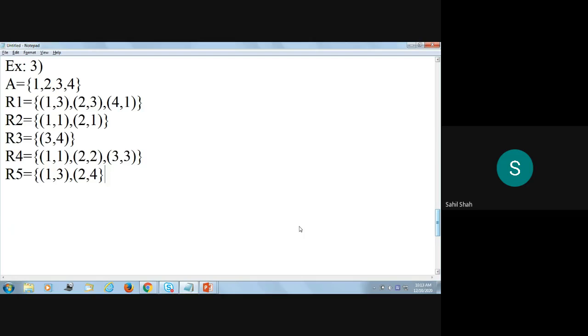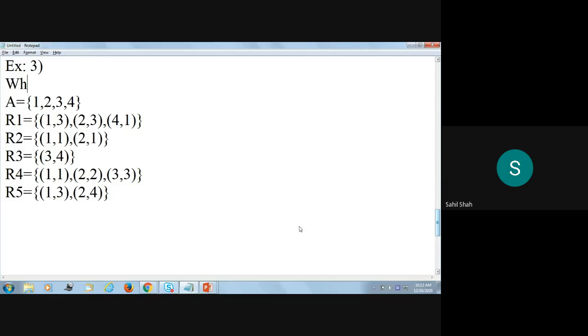You have to tell me which properties are being satisfied by R1, R2, R3. So the question is: which properties do the following relations satisfy?